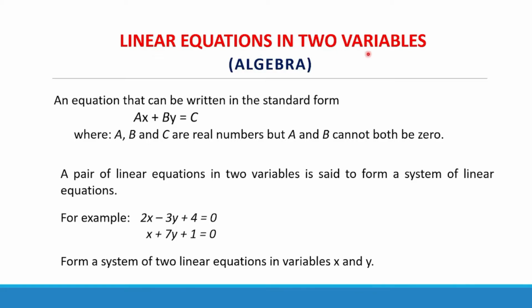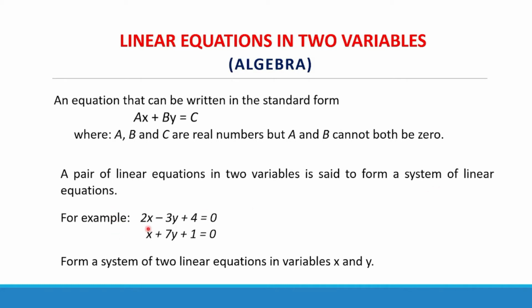Linear equations in two variables. An equation that can be written in the standard form ax + by = c, where a, b, and c are real numbers, but a and b cannot both be 0. A pair of linear equations in two variables is said to form a system of linear equations.